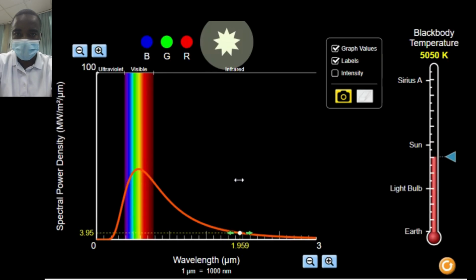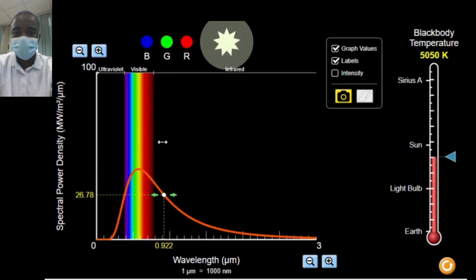The simulation provides an interactive platform where students can actively engage with the concept of blackbody radiation. By adjusting the temperature of the blackbody, students can observe how the spectral distribution of the emitted radiation changes. This hands-on approach helps students gain a deeper understanding of the principles governing blackbody radiation.